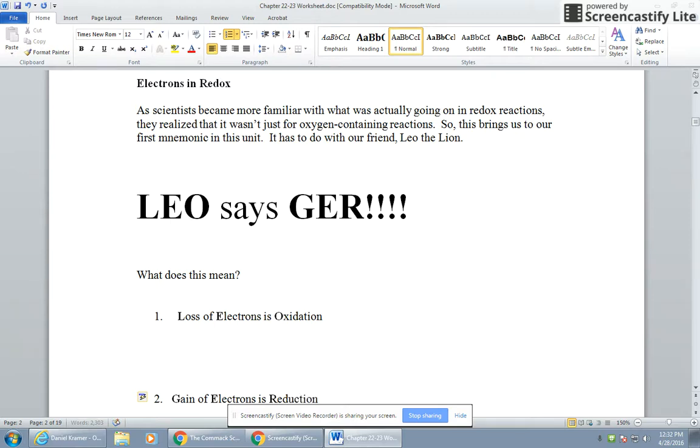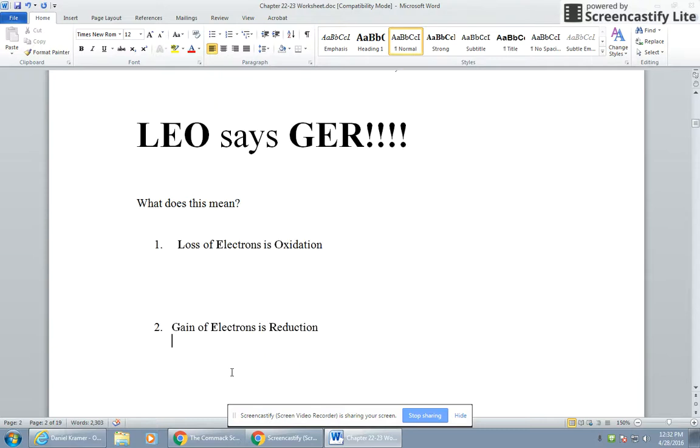Now, I warned you about this on Friday. You are not going to like the fact that reduction involved the gaining of something. And it's true, it does. And again, a lot of it has to do with historical reasons, that reduction was thought to be a reduction in the number of oxygens, and it can be. But it turns out that when you lose oxygens, you're actually gaining electrons. And we'll talk about how that all works out as the unit goes on. But what I need you to know from this is that as soon as you lose electrons, that's called oxidation. As soon as you gain electrons, it is called reduction.